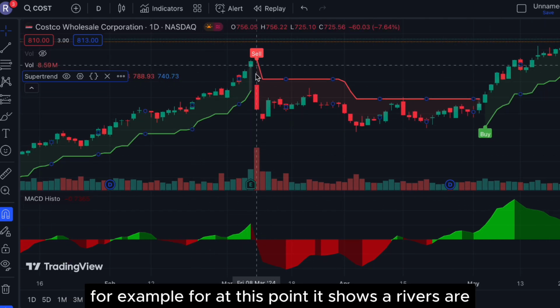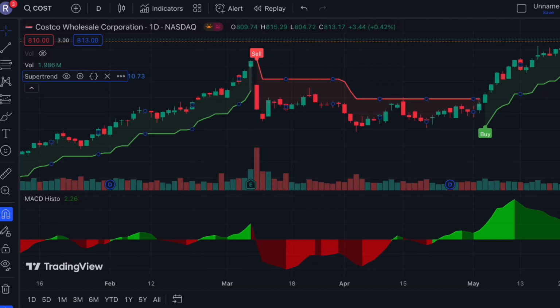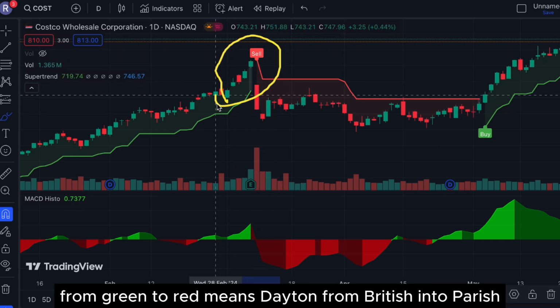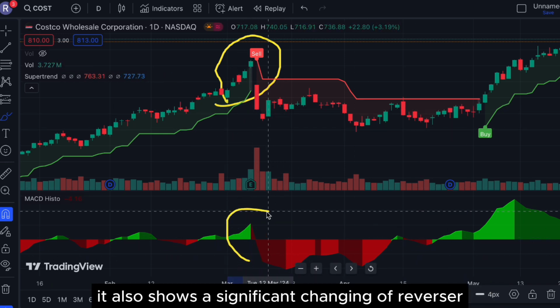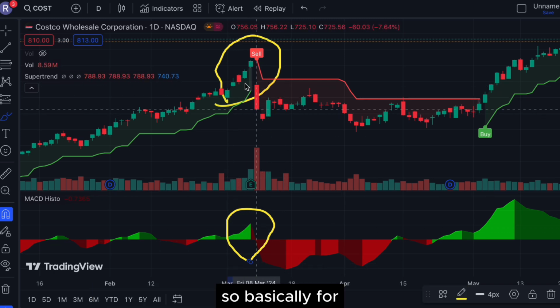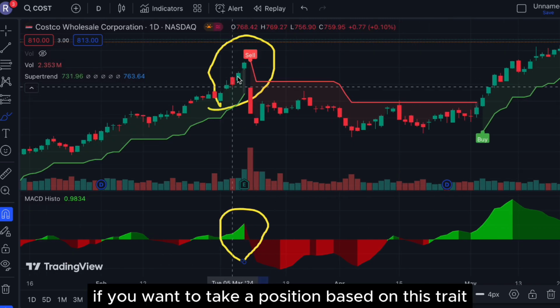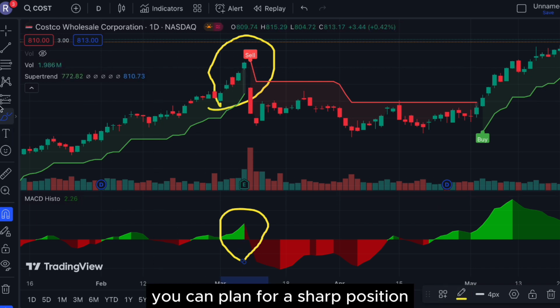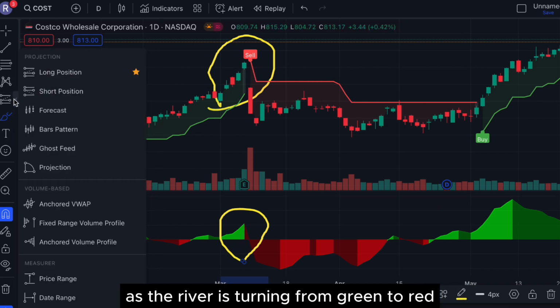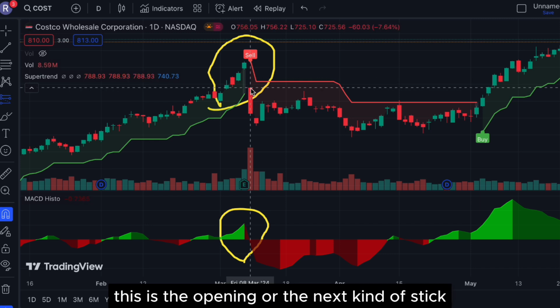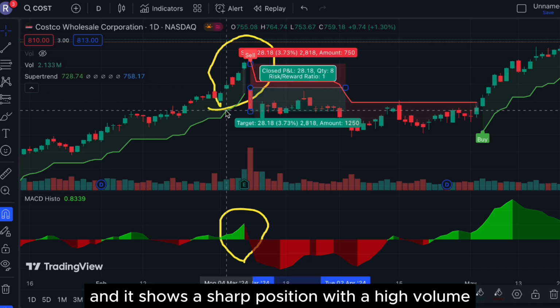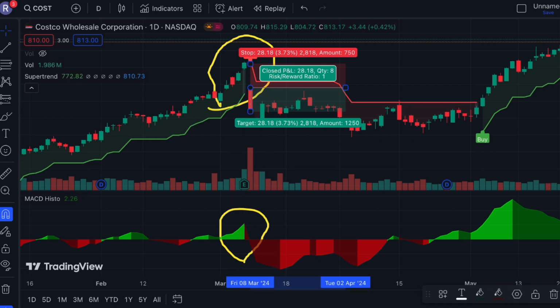So for example, at this point, it shows a reversal from green to red, meaning that it turned from bullish into bearish. As for the histogram, it also shows a significant change of reversal. So basically, if you want to take a position based on this trade, we can plan for a short position as the reversal is turning from green to red. So for example, this is the opening of the next candlestick, and it shows a sell position with a high volume.